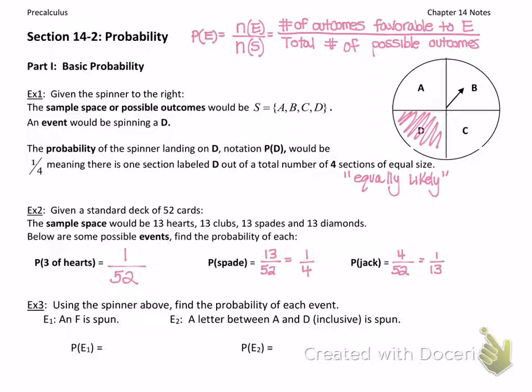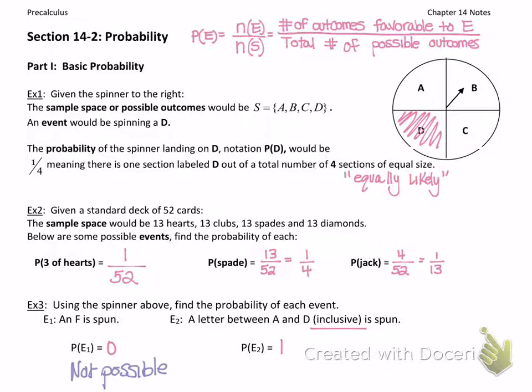If we go back to the spinner, let's find the probability of spinning an F. The probability of this is 0 because it's not possible. F is not a choice out of A, B, C, and D, so 0. Then, the probability of event 2, which is a letter between A and D, inclusive. This means including A and D and the letters in between. B and C are in between, and including A and D means all of them. So the answer here is 1.